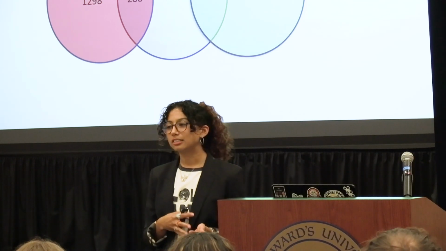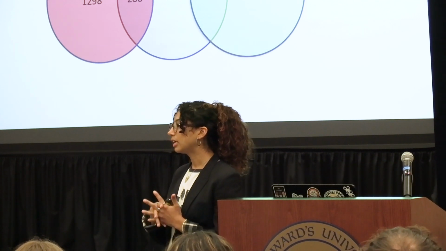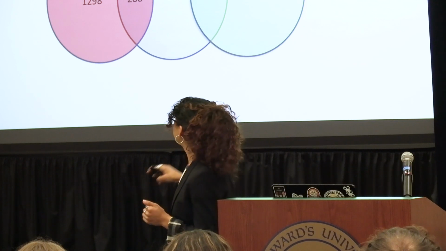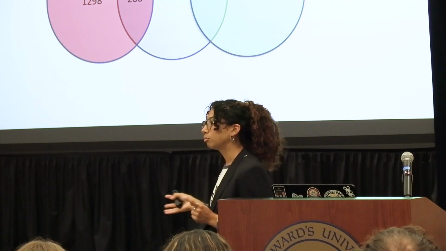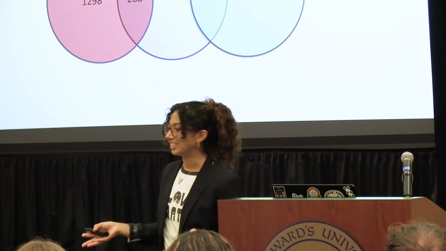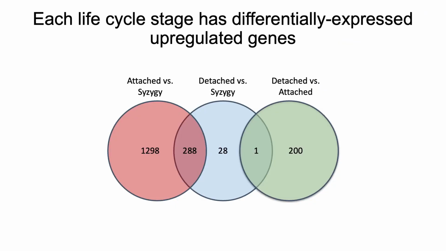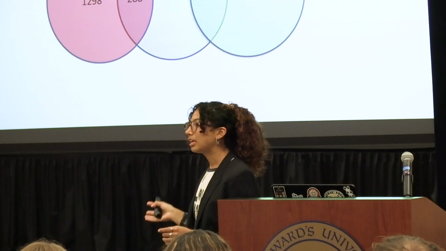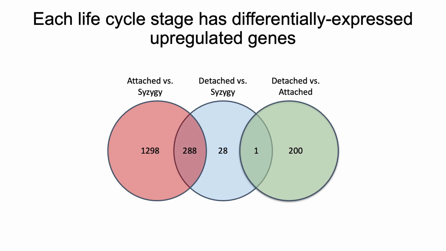Differential expression analysis allows us to see the level of variation between the gene expressions for our 3 main comparison groups. You'll see these comparison groups throughout the remainder of this presentation. The first being attached versus syzygy, detached versus syzygy, and lastly, detached versus attached. Here we see the values for upregulated genes.